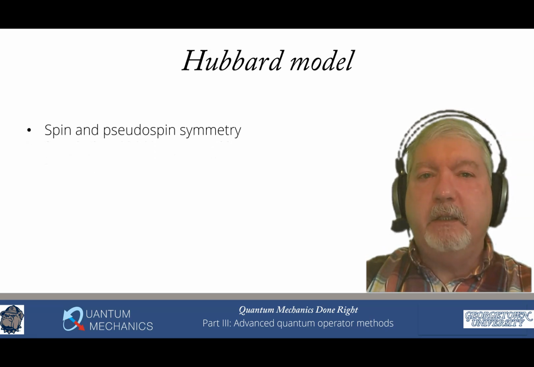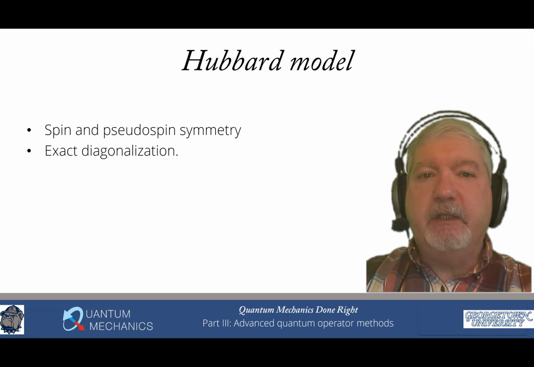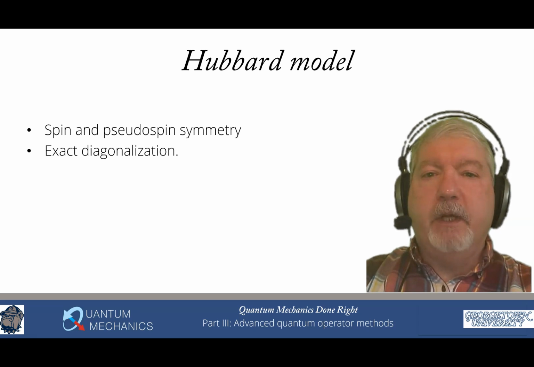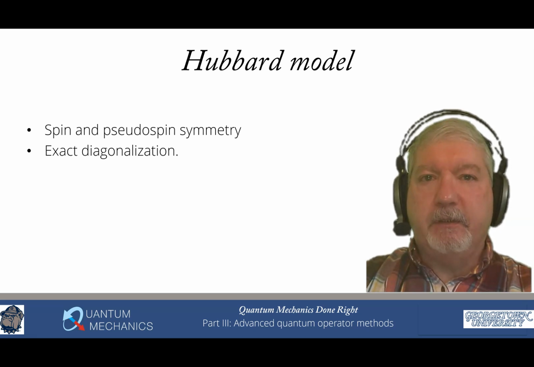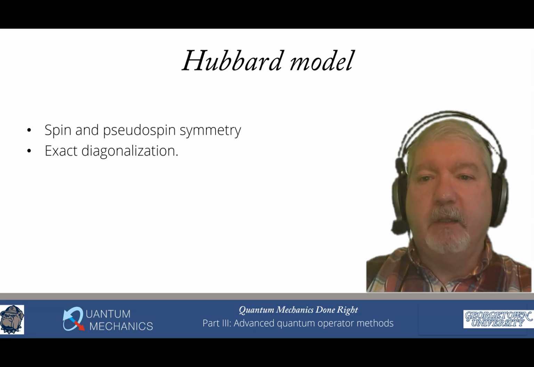Then we move on to the Hubbard model. This is the hydrogen model of solid-state physics, especially strongly correlated solid-state physics. We'll start by talking about the symmetries, which include both spin and pseudospin symmetry. Then we'll look at exact diagonalization. There is no known exact solution for the Hubbard model, except in the one-dimensional and the infinite-dimensional limits. But both of those solutions are sufficiently complicated that we're not going to go through the details of those in the book. But we can solve it for small systems, and by looking at the solutions for small systems, we get a lot of insight into how the model works.